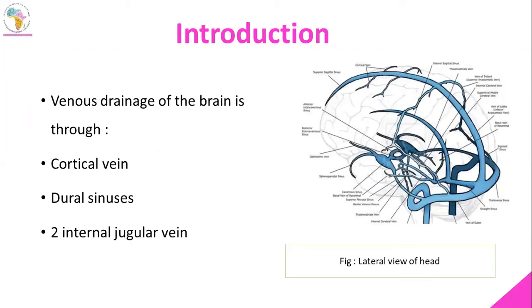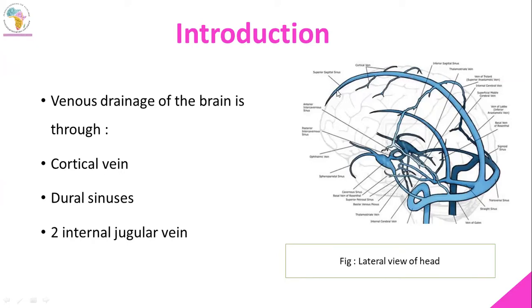Usually, the venous drainage of the brain goes through a complex way. We have cortical veins, i.e., veins that drain the surface of the brain. We call them cortical veins, those veins that run over the surface of the brain. Those cortical veins will converge into bigger channels. We call them dural sinuses.